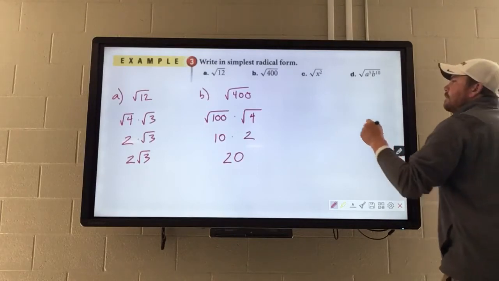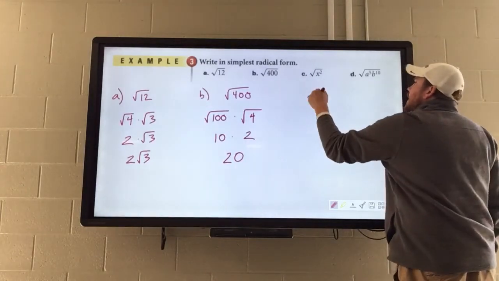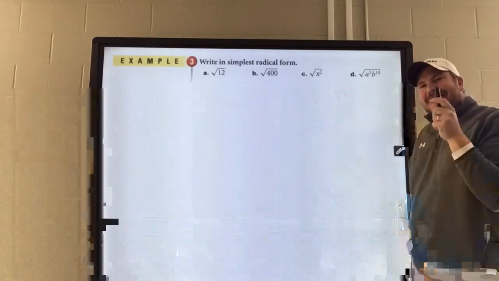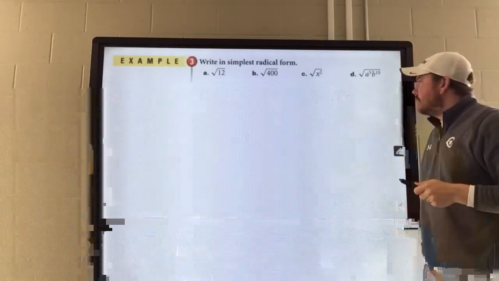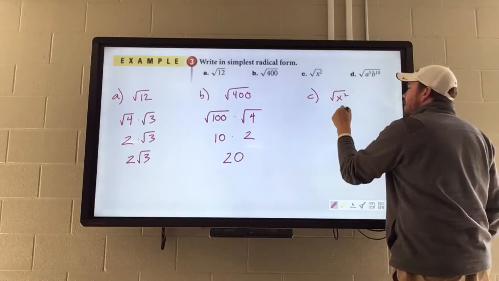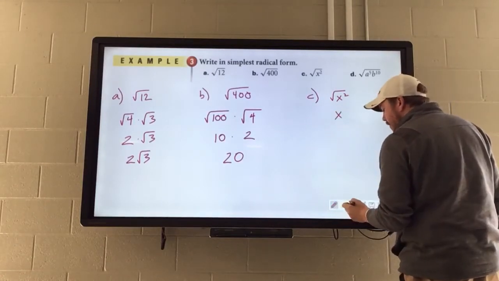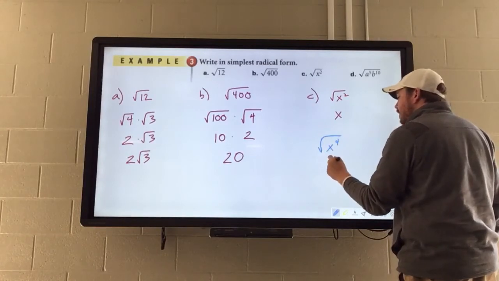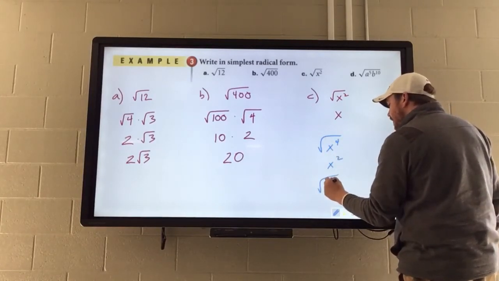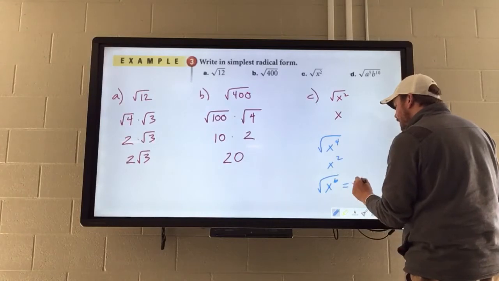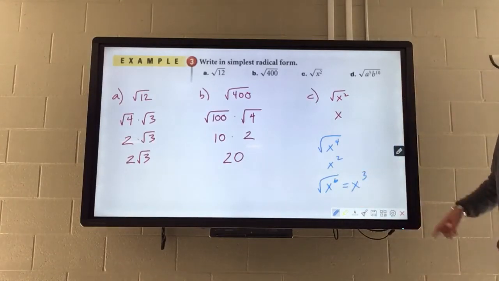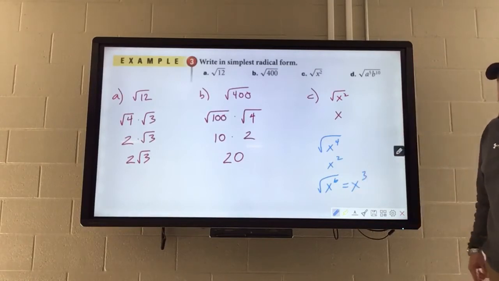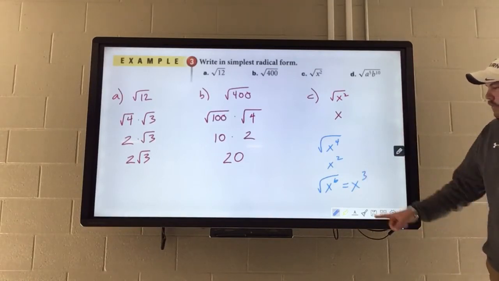For C, the square root of x squared, it's very important to know that you can take the square root of any even-powered variable. Okay? The square root of x squared would be x. For some more examples, the square root of x to the 4th would be x squared. The square root of x to the 6th would be x to the 3rd. All right? So we can take the square root of any even-powered variable, and we just divide our power by 2.